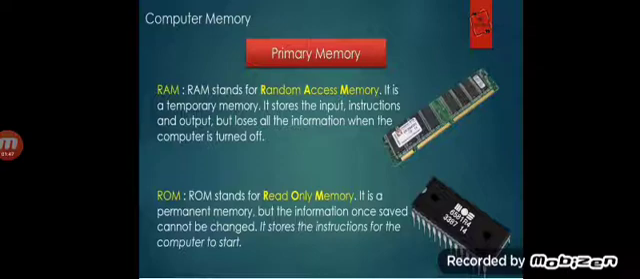Now, ROM. ROM stands for read only memory. It is a permanent memory, but the information once saved cannot be changed. It stores the information for the computer to start. For example, can you change the process of shutting down a computer? No. Why? Because these instructions are saved in ROM. All the instructions that are required for booting up the computer, booting up means starting up the computer, are stored in ROM only.